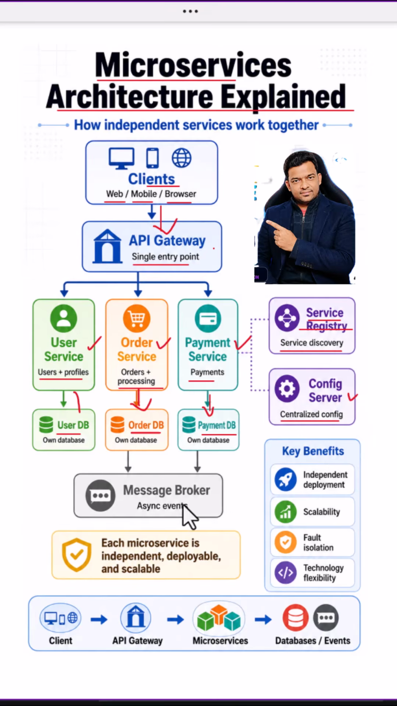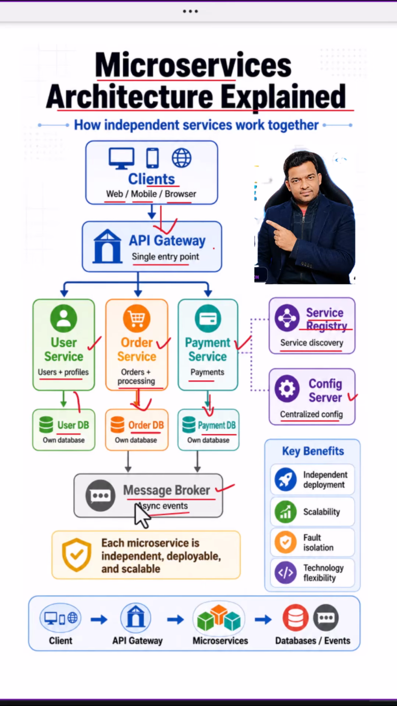At the bottom we have message broker. The message broker supports asynchronous communication using events. For example, after an order is created, order service can publish an event. Payment service or other services can consume that event and process it independently. This helps services communicate without being tightly connected.